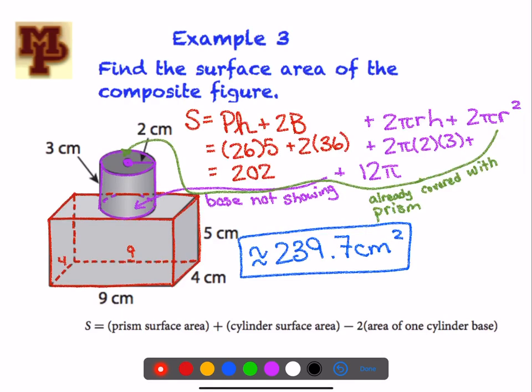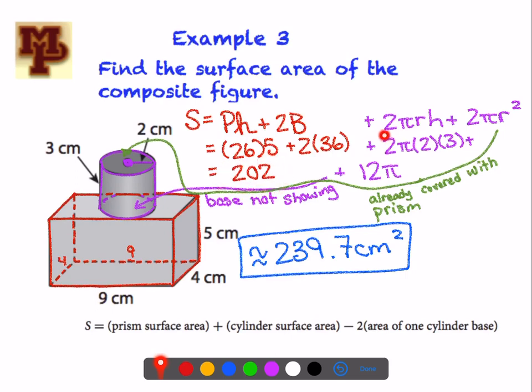We end up right over here. So we get, again, for the prism, the red prism that I outlined here, 26 times 5 plus 2 times 36. Again, that's the area of both of our bases here. And that'll give us 202.